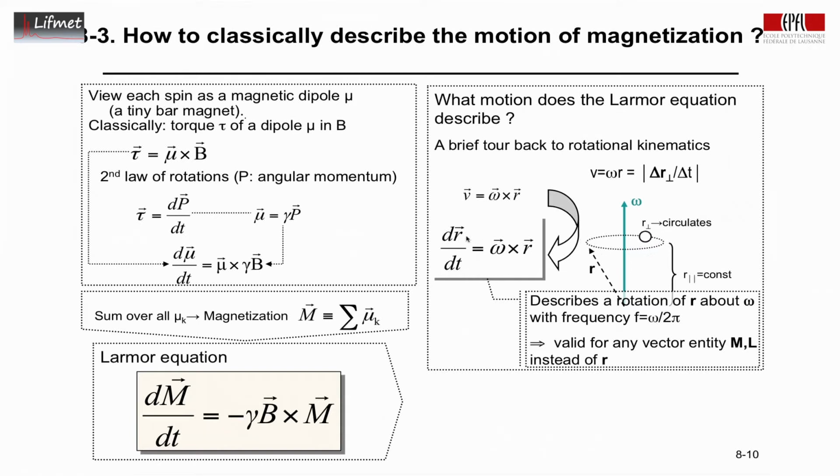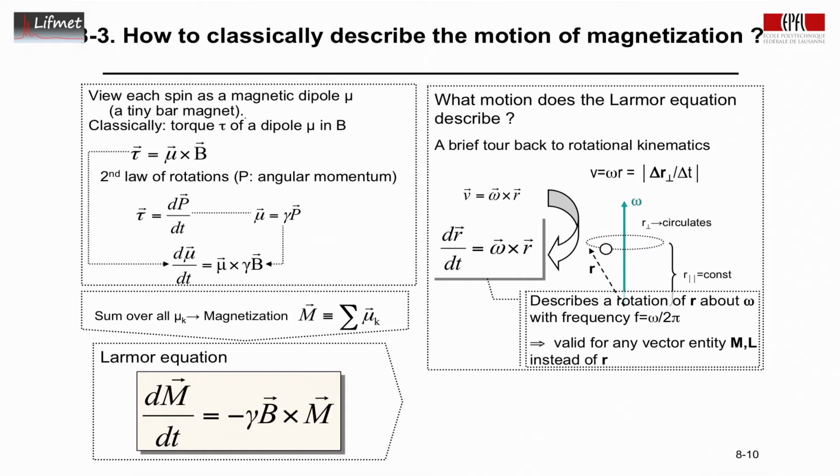Now in this equation, I can substitute the position vector r with any quantity, be it angular momentum L, be it the magnetization vector, and I'll have an equation that is formally equivalent to what we have here. I'll substitute r with M, I'll substitute omega with minus gamma B, and you can see that mathematically the two equations are perfectly analogous. They describe the same motion for a different vector. So if r does a motion like this around omega, then the magnetization M will do a motion around B in the same fashion.